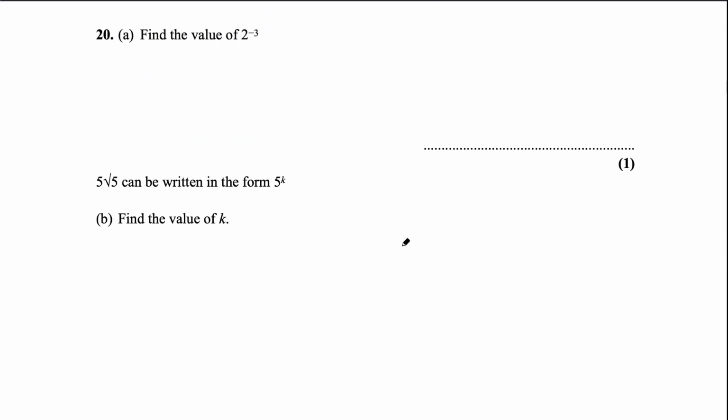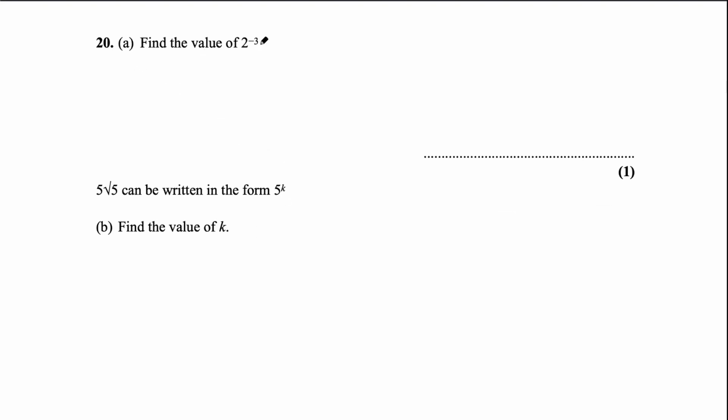And question 20, part A says find the value of 2 to the power of negative 3. So when you have a negative index number, that's the same as writing 1 over that power. So this is 1 over 2 to the power of 3. 2 to the power of 3, 2 times 2 times 2 is 8. So this will be 1 over 8.